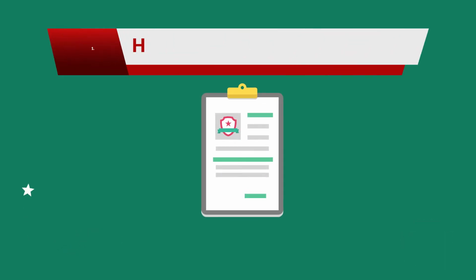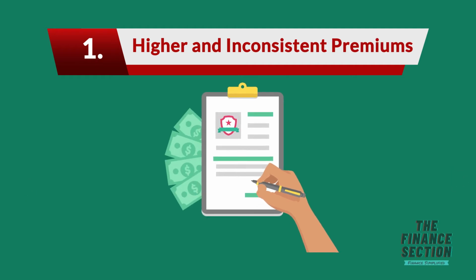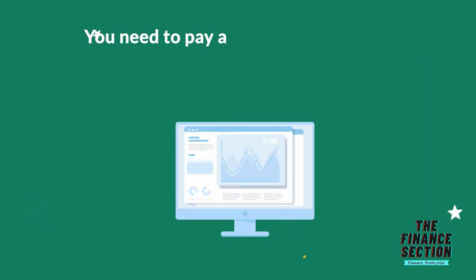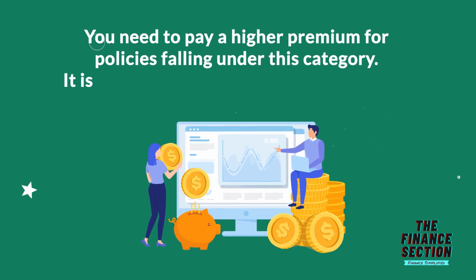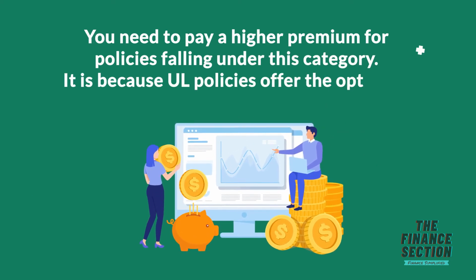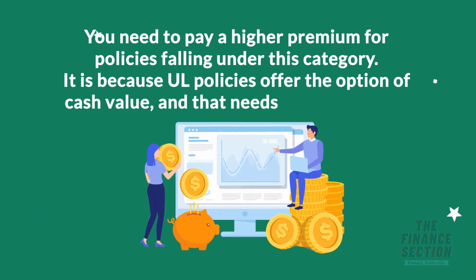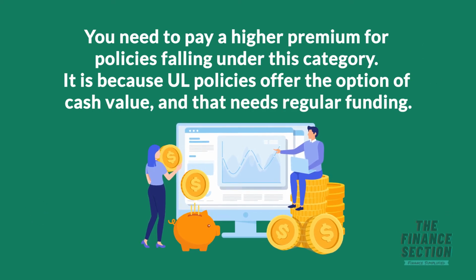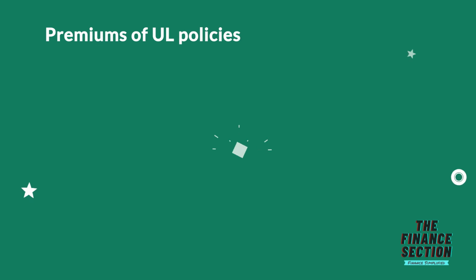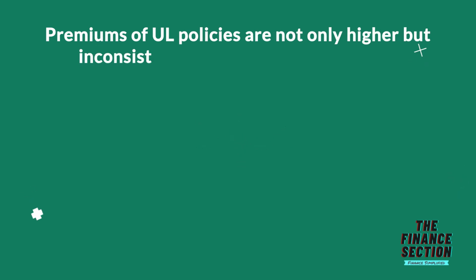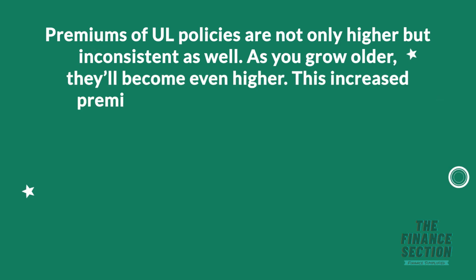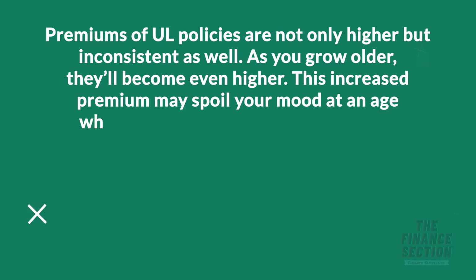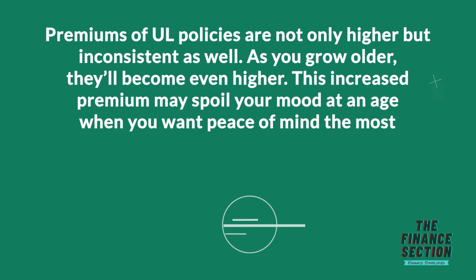1. Higher and inconsistent premiums. You need to pay a higher premium for policies falling under this category. It is because UL policies offer the option of cash value and that needs regular funding. Premiums of UL policies are not only higher but inconsistent as well. As you grow older, they'll become even higher. This increased premium may spoil your mood at an age when you want peace of mind the most.